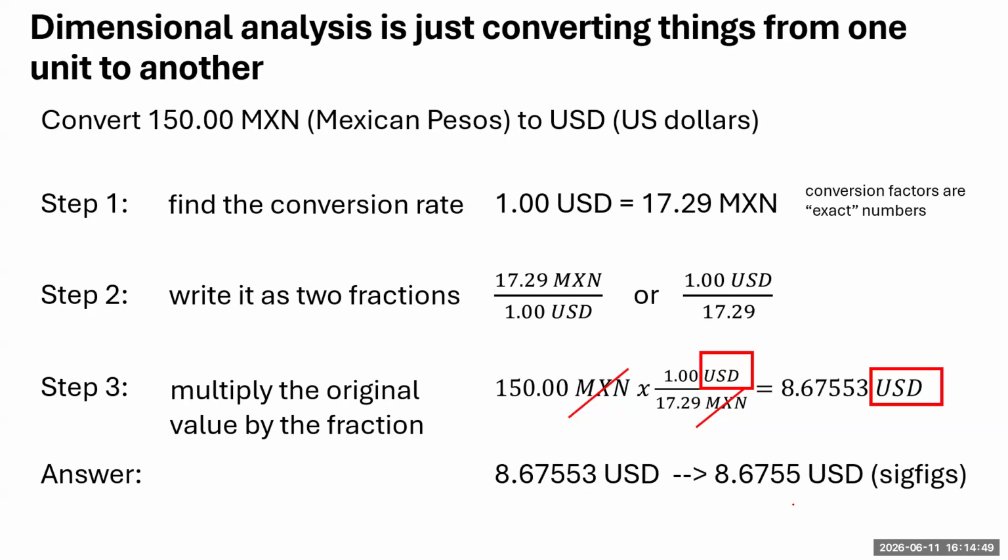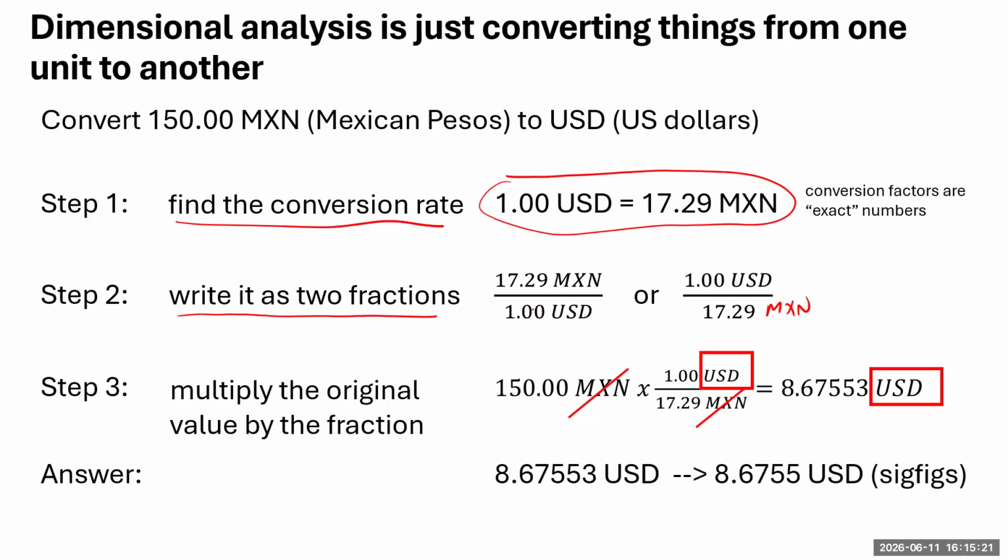Let's keep going. Again, dimensional analysis is converting things from one unit to another. So nothing crazy, right? We're going to convert 150 Mexican pesos to US dollars, right? So now we're going backwards, from what we did the last 2 examples. So here is the same exact conversion rate, and we're going to find the conversion rate and write it as 2 fractions, right? So we're going to write this as 2 fractions here. 1, 2.